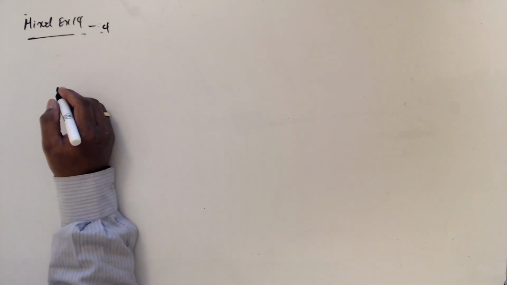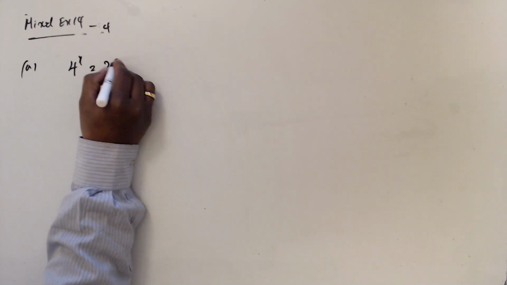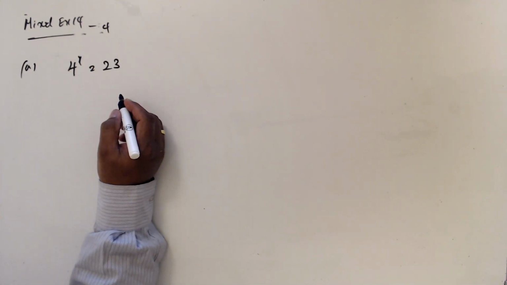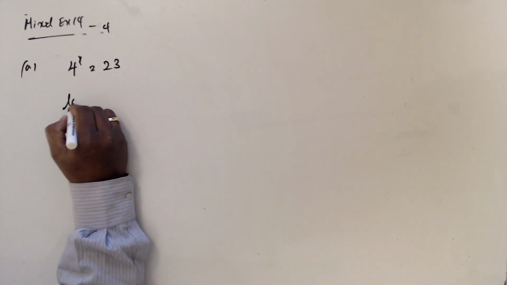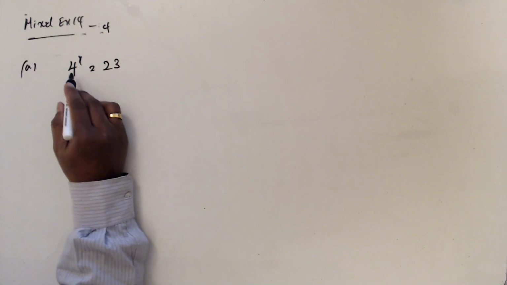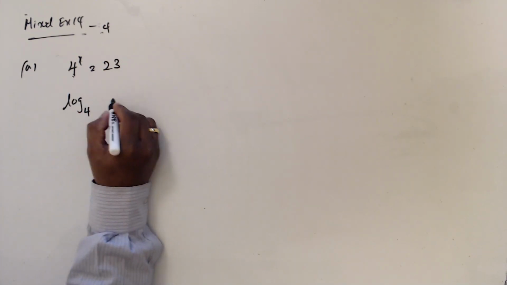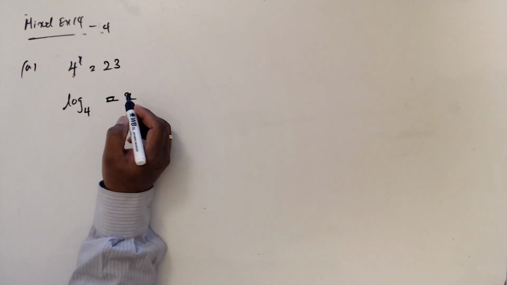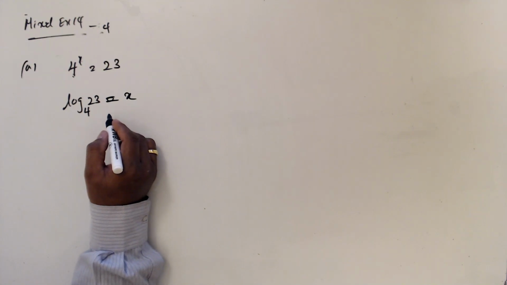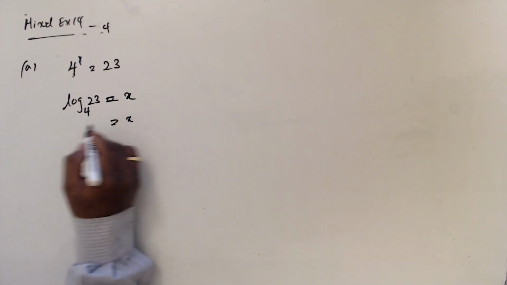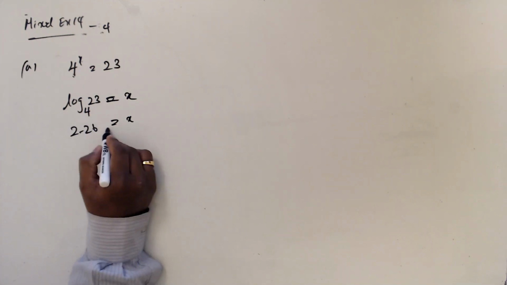Question number 4. A: 4 to the power x equals 23. Then we can use the first principle. Log, this is base and power. So base comes here, power goes outside. So this is log of 23. So this value is 2.26 approximately.